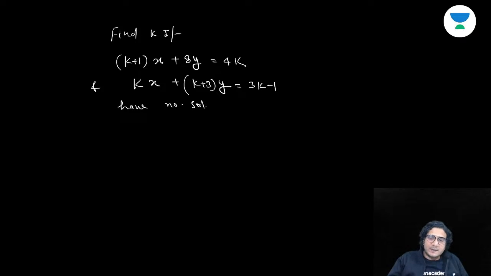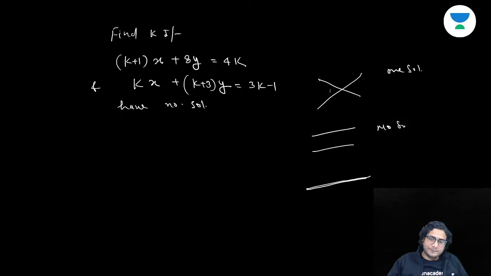See, there are three cases. One case is lines are non-parallel, so they will intersect. Second case is lines are parallel but not coincident. And third case is lines are coincident. So this has one solution. This has no solution. And this has infinite solutions. Okay. So make sure you need the second one.